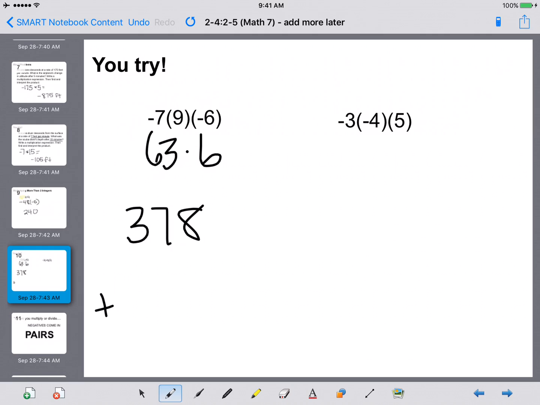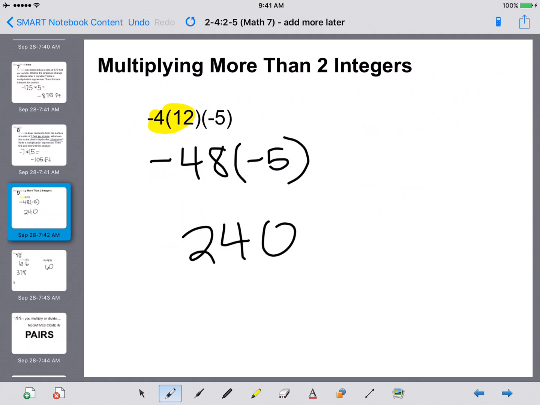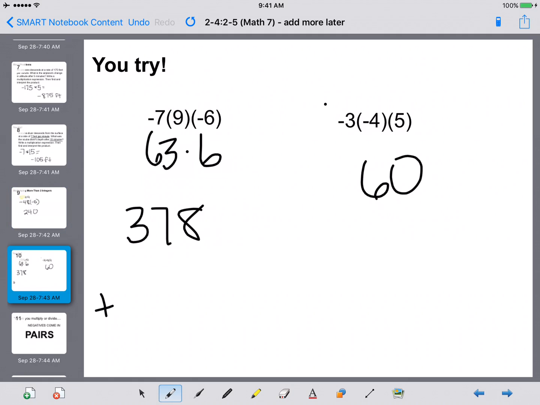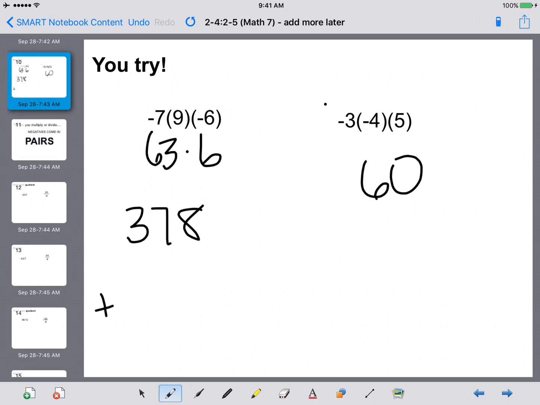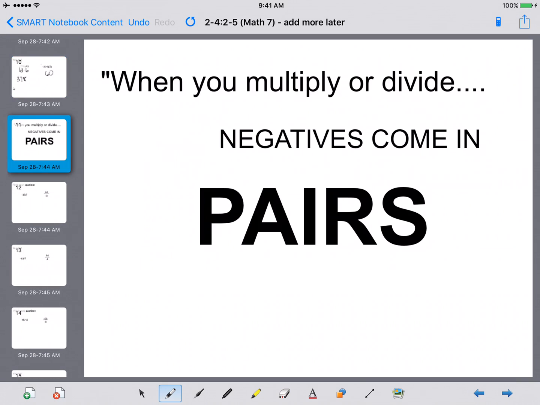Up here, negative times a negative times a positive. So we have a pair of negatives. So our answer is going to be positive. 3 times 4 is 12, times 5 is 60. So you can do it either way. You can break it down piece by piece, or you can chunk it out right away, whichever one is easiest to you. Now, once again, a fresh reminder that when you multiply or divide, negatives come in pairs.